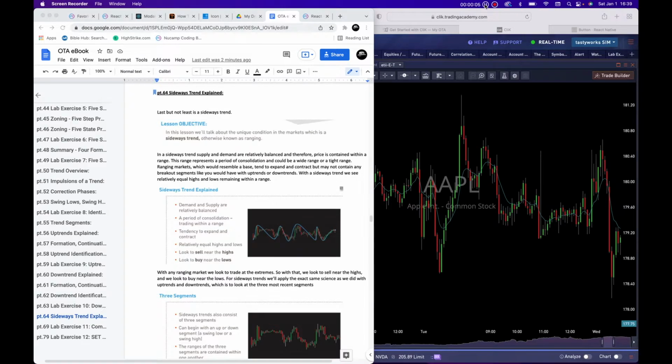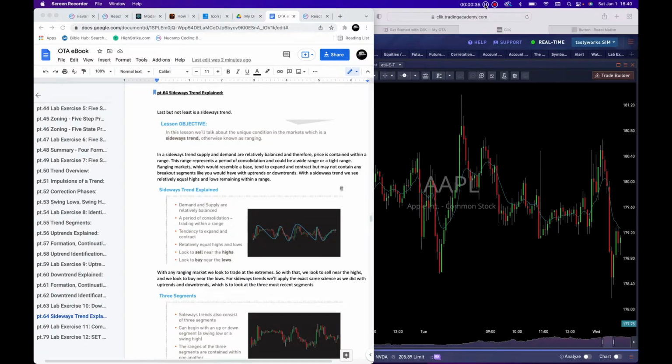Last but not least is a sideways trend. In this lesson, we'll talk about the unique condition in the markets, which is a sideways trend, otherwise known as ranging. In a sideways trend, supply and demand are relatively balanced, and therefore price is contained within a range. This range represents a period of consolidation and could be a wide range or it could be a tight range.